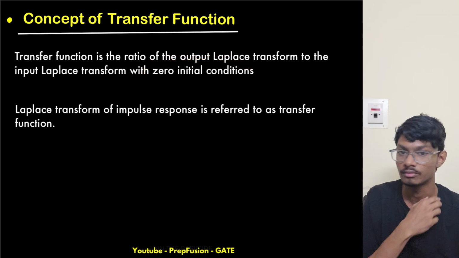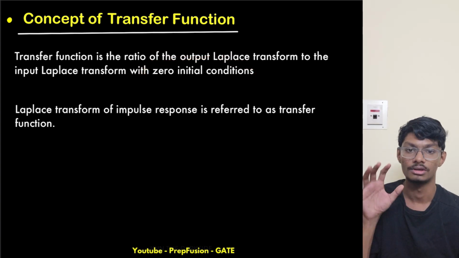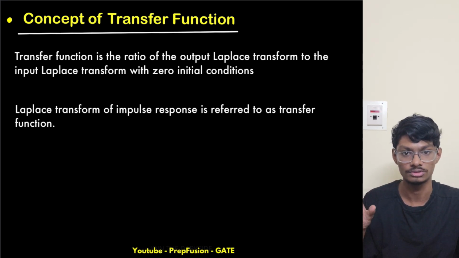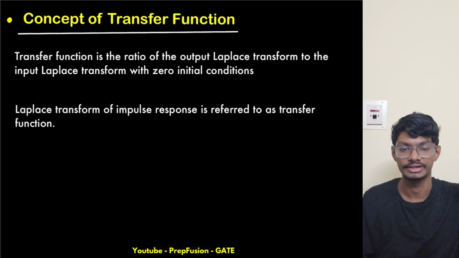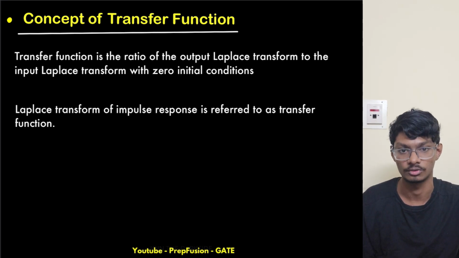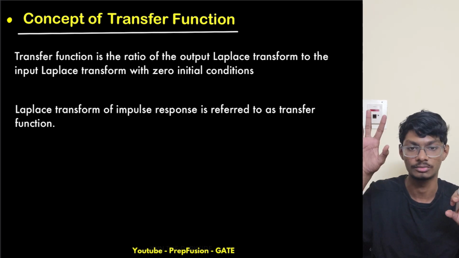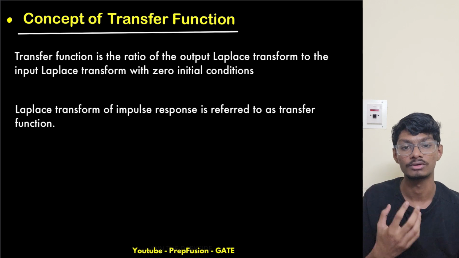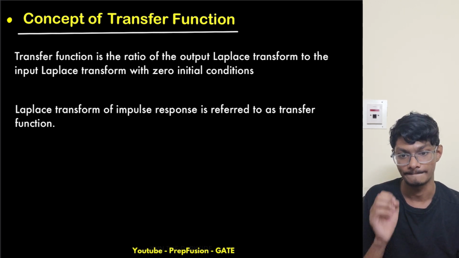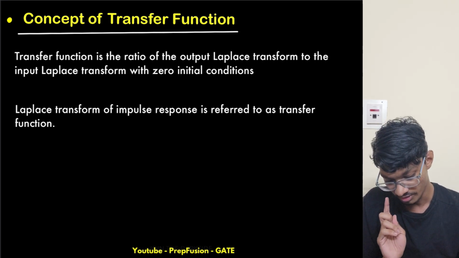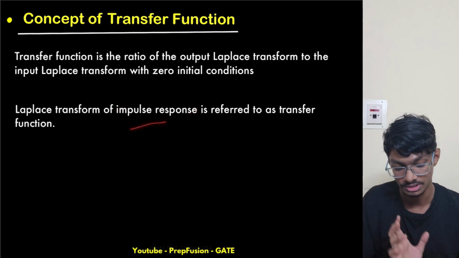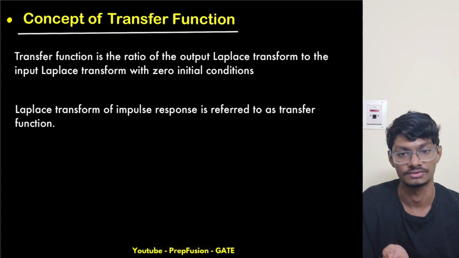Basically, if we are in a system and we have got the output response and we have given an excitation, if I take the Laplace transform of the response as the numerator and divide by the Laplace transform of the excitation, that is the input, then that will give us the transfer function. The Laplace transform of the impulse response is also referred to as the transfer function, right?